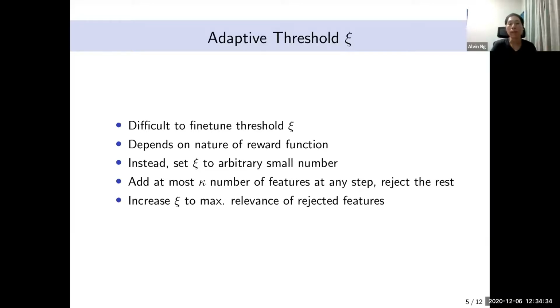We propose a domain-independent parameter kappa, which represents the maximum number of features that can be added in at any step. So if the number of candidate features that is to be added in exceeds kappa, we only add in features with the highest relevance, and reject the rest. We then increase xi to the maximum relevance of the rejected features. In essence, we increase xi when there are too many features to be added in. We assume that that happens when the experience is inadequate and there are way too many unnecessary features being added in.